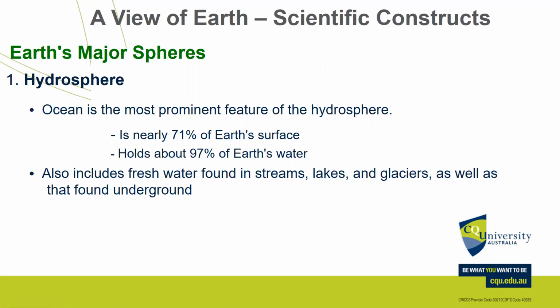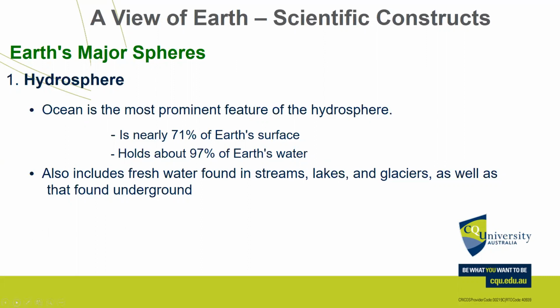But we look at the Earth's major spheres. We can talk about the hydrosphere and the ocean being the most prominent feature. We can talk about statistics: 71% of the Earth's surface, about 97% of the Earth's water. So only 3% of the Earth's water is fresh. So when we talk about pollution, we're giving students a context all the time. And we can talk about the fresh water found in streams, lakes, glaciers, as well as that found underground.